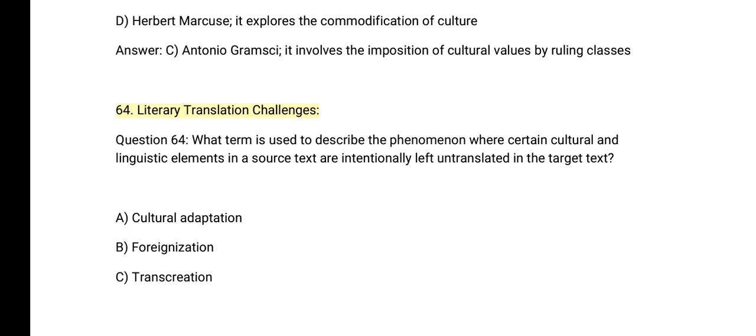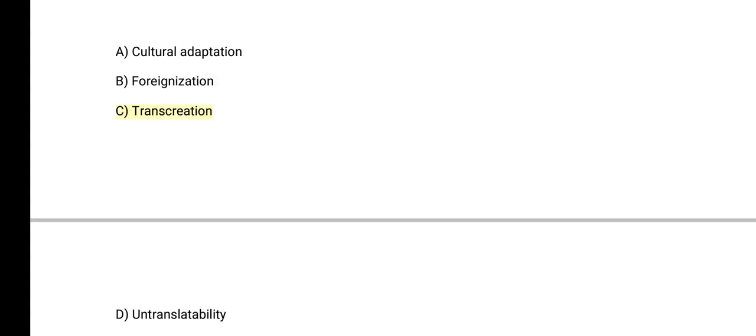64. Literary translation challenges. Question 64. What term is used to describe the phenomenon where certain cultural and linguistic elements in a source text are intentionally left untranslated in the target text? A. Cultural adaptation. B. Foreignization. C. Transcreation. D. Untranslatability. Answer. D. Untranslatability.